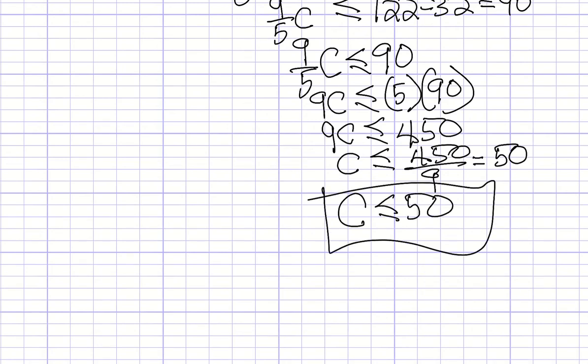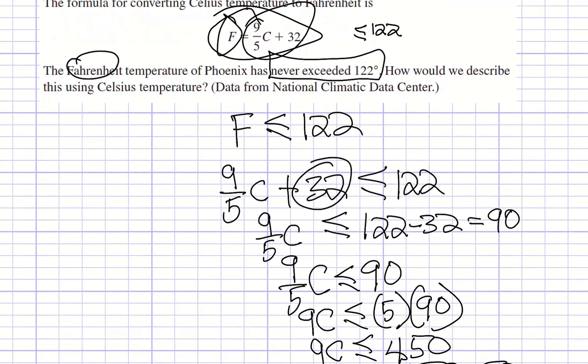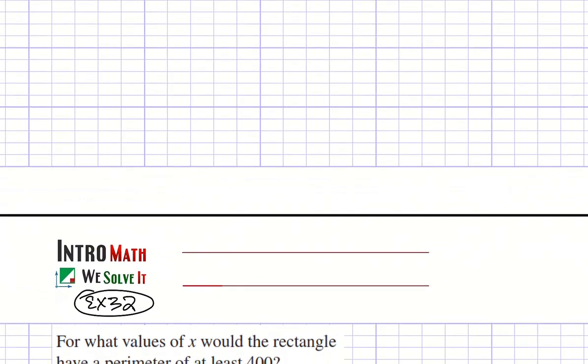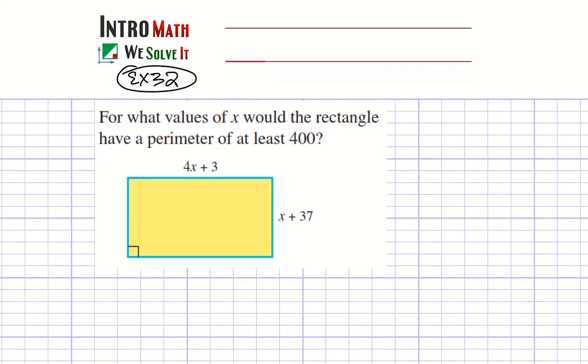That's what they're looking for. So the temperature in the furnace is always 50 or less, right? So that means it will never exceed 50. It can be 50, but it can be less. That's all that is saying, man. So you see how useful this is, depending on what you're thinking about. Let's go to the next example and knock it out.